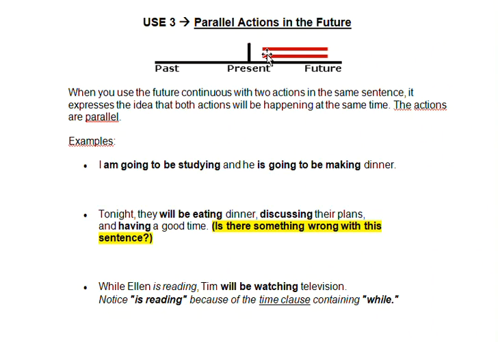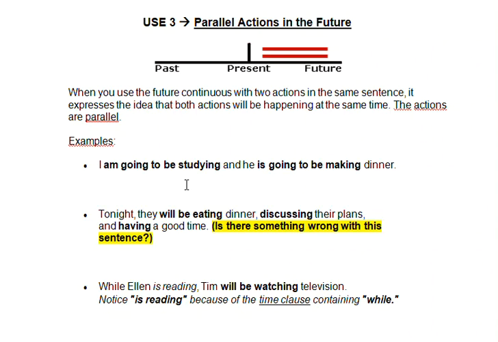Examples. I am going to be studying and he's going to be making dinner. Yo voy a estar estudiando, o alguna acción en el futuro que me toma algún tiempo realizar, y él estará preparando la cena. These two actions are parallel in the future. They are going to be happening at the same time, but none of them is going to interrupt the other one. Pero ninguna de ellas va a interrumpir la otra.